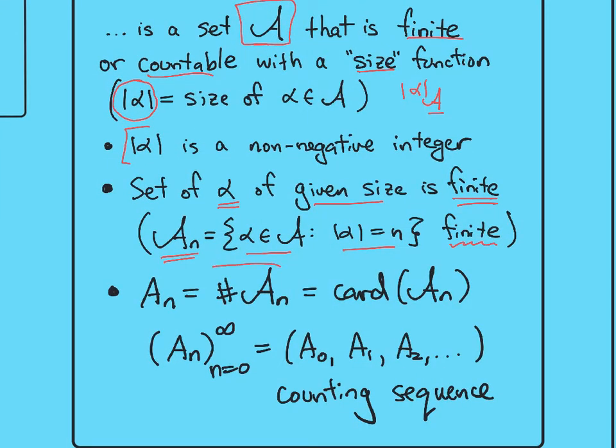And the cardinality of this set will just be a sub n, and these are the terms of the counting sequence that we're interested in. Here's just another notation for cardinality. So our counting sequence will be a0, a1, a2, and so on.